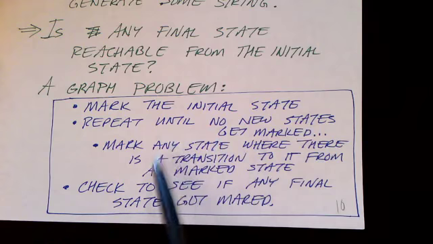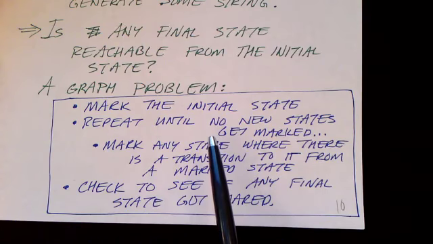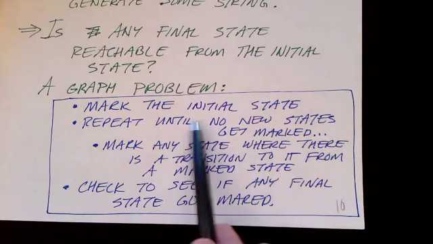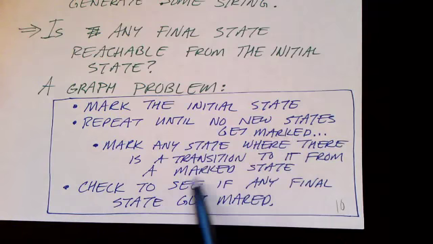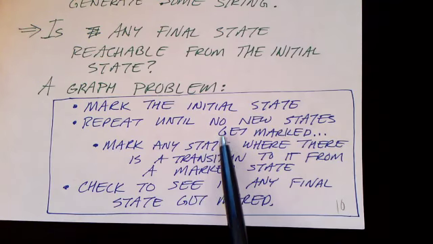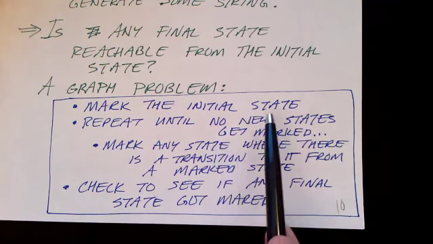Or will this repeat loop just keep going forever? And we can see that this repeat loop will eventually terminate because it repeats until no new states get marked. So every iteration of this loop has to mark at least one state. And we have finitely many states.